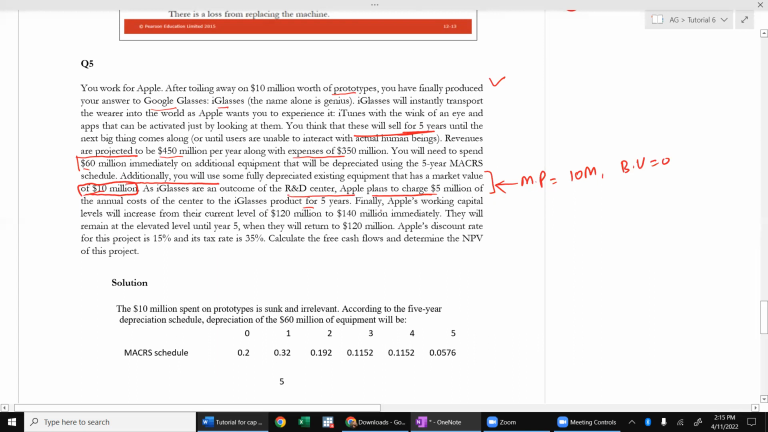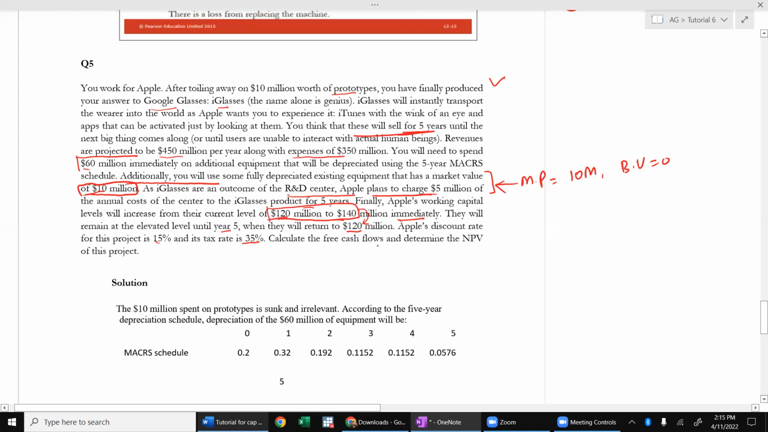R&D expense is not basically part of your costing. Okay. Cash flow estimation. Finally, the company's working capital level will increase from their current level of 120 to 140. So currently the working capital is 120, but once we start this project, it will immediately jump from 120 to 140, immediately meaning in year 0. It will remain at that level until year 5, at the end of the project, when it will return to 120. So initially it will increase from 120 to 140, and then it will get back to 120. Apple's discount rate is 15% and its tax rate is 35%. Calculate the free cash flow and determine the NPV of this project.